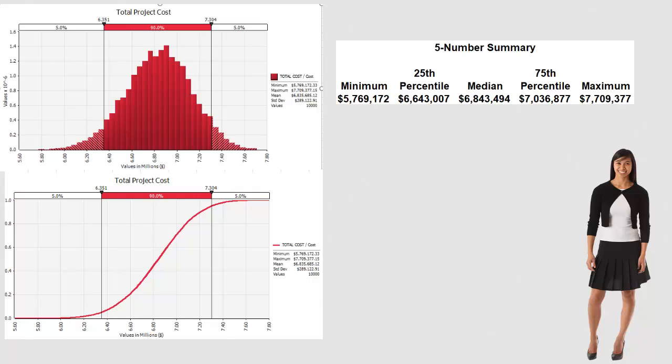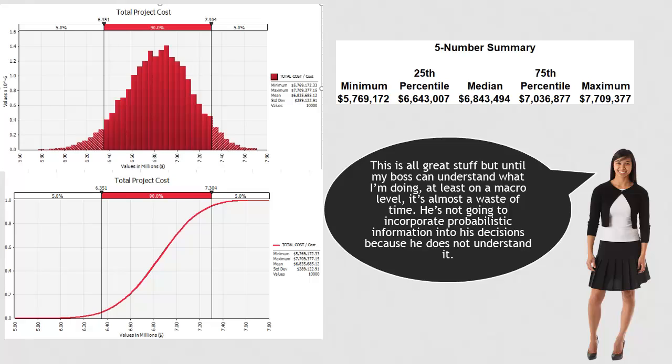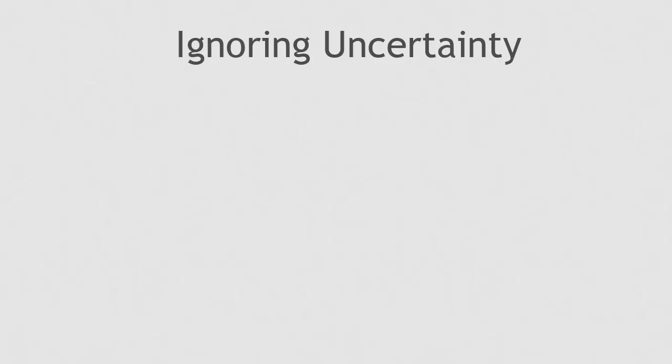This analyst may speak for many when she says, "This is all great stuff, but until my boss can understand what I'm doing, at least on a macro level, it's almost a waste of time. He's not going to incorporate probabilistic information into his decisions because he doesn't understand it." This is one reason we will focus on numeracy in this module. Step 1 is to move decision makers off of their reliance on the number.